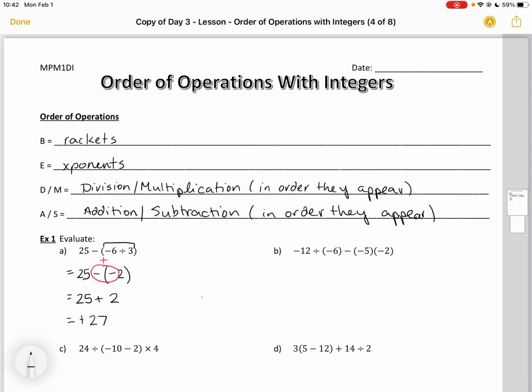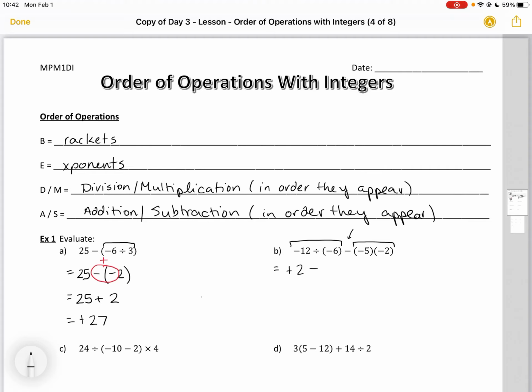Let's look at another example here. I've got -12 divided by -6, that's a division operation, and then I'm taking away -5 times -2. Those two operations I can do at the same time. They are separated by a subtraction sign. So the first one that I'm going to do is -12 divided by -6. So I've got two negatives, so my answer is going to be positive. 12 divided by 6 is 2. My subtraction sign in the middle is going to stay. I haven't done anything with that.